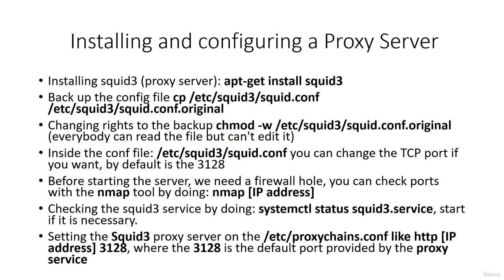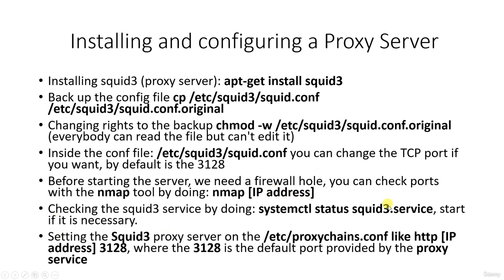Inside this configuration file, you can change the TCP port if you want. By default the TCP port will be 3128. Before starting the server, we need a firewall hole. You can check ports with Nmap, as we all know what Nmap is. The Nmap tool is also pre-installed on a Kali Linux machine, so just use it, by doing nmap followed by the IP address of that machine.